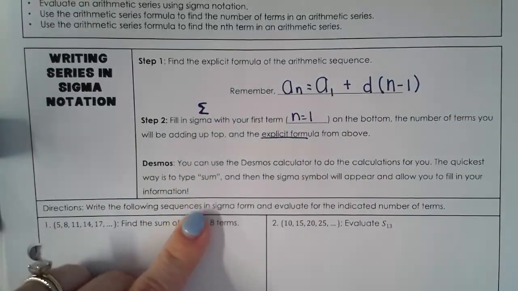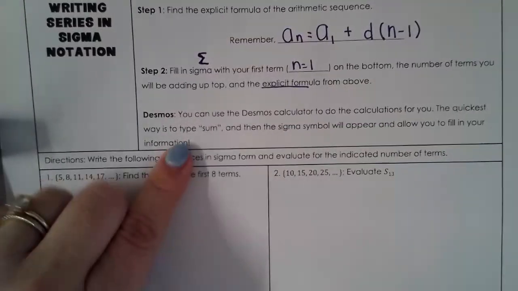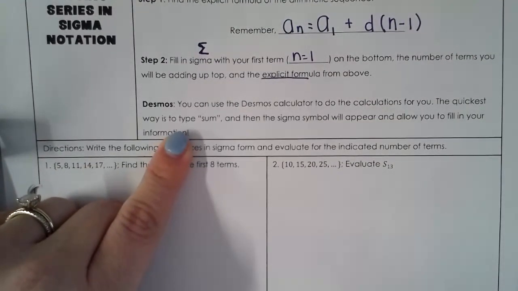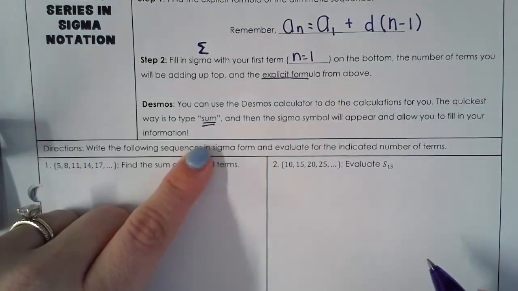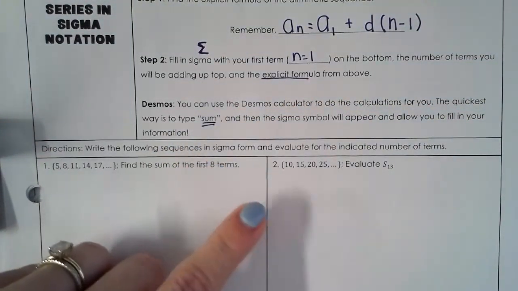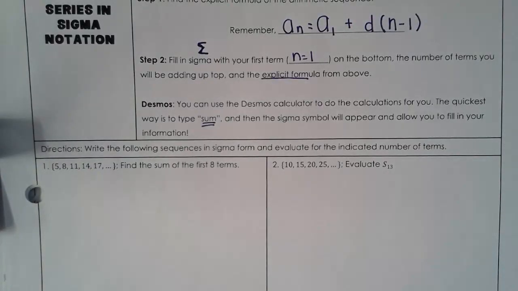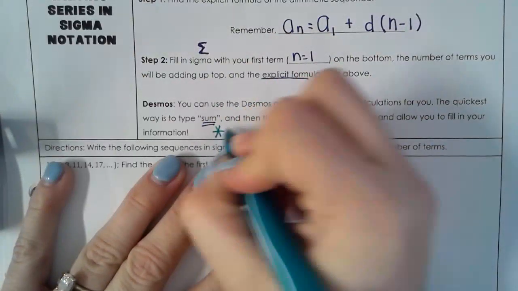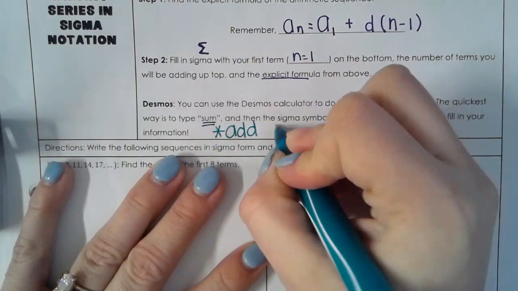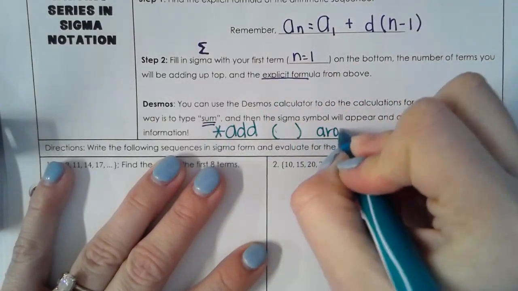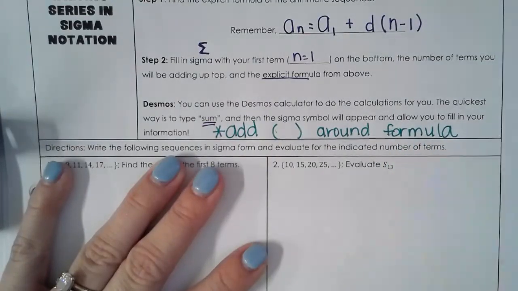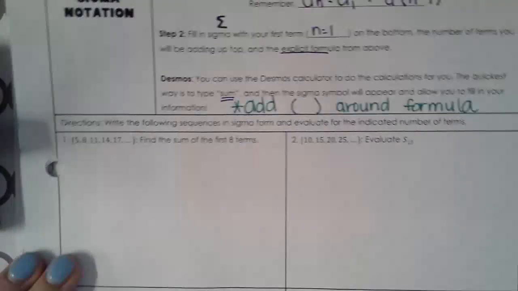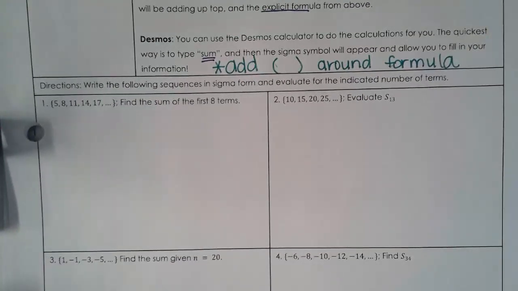And we do not have to do this by hand. Desmos allows us to do sigma. So in Desmos, you're just going to type the word sum, and it's going to pop up. Now, here's something that I have found out. You have to add parentheses around your formula. I'll show you what I mean by that, specifically in Desmos, because of order of operations.